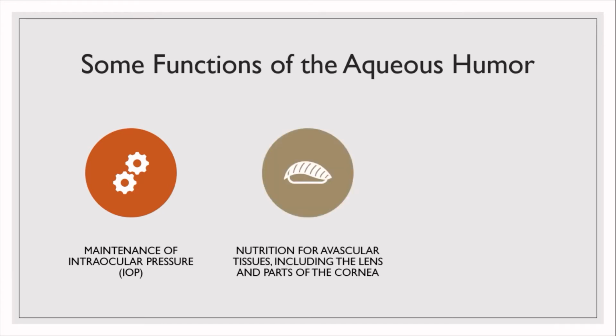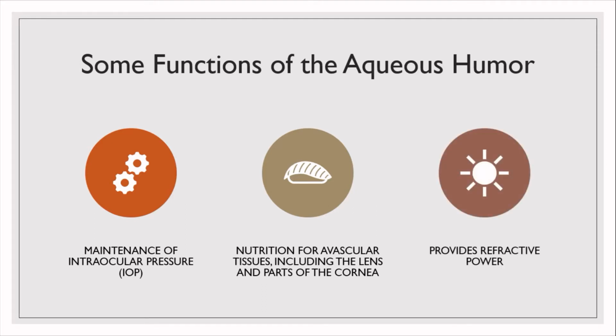Second, it provides nutrition for the avascular tissues, because aqueous humor isn't just water, it also has protein and other nutrients that can help maintain these tissues. This would include the lens and parts of the cornea. And it also provides some refractive power. As a short review, the part of the eye that provides the most refractive power is the cornea, followed by the lens, and the aqueous humor provides a minimum amount of refractive power.